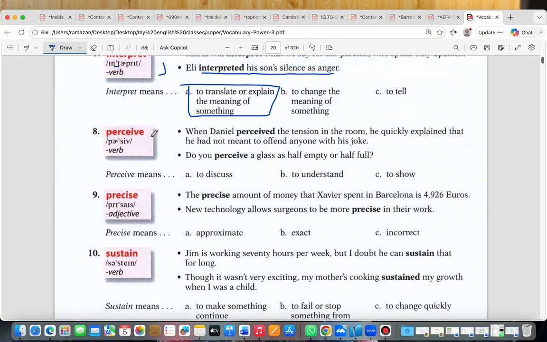Okay, the eighth word is perceive. Perceive is a verb, means to understand. I think it's very easy, so you can use it as a verb.